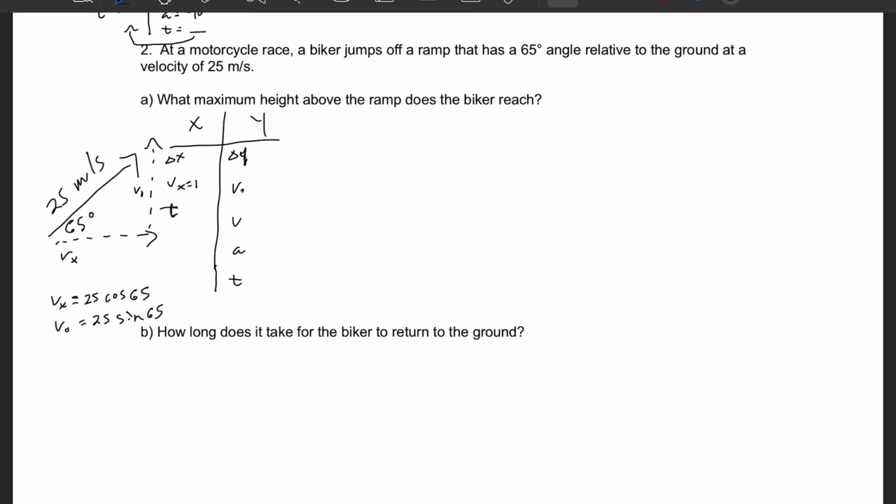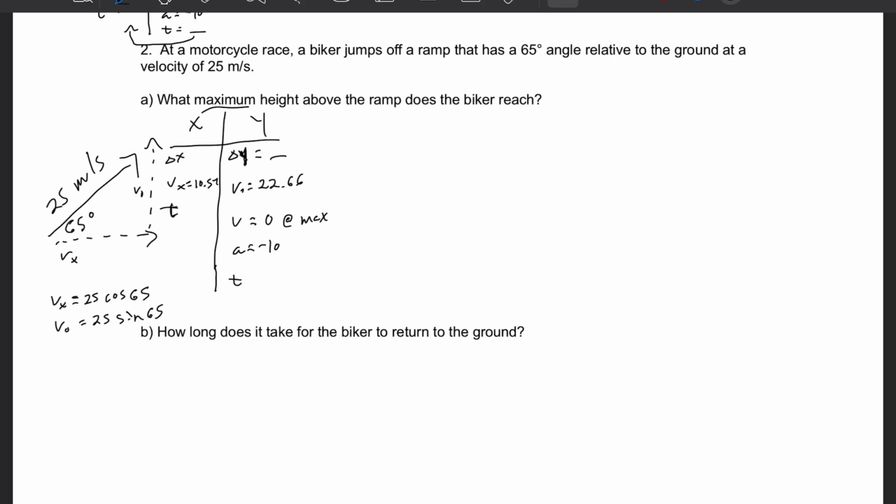Once we calculate Vx at 25 cosine 65, we can fill it in. It looks like 10.57. And then we can calculate V naught at 25 sine 65 and put that into our table. Looks like it's going to be 22.66. The initial direction is up, and we identified that as positive. Gravity is down, so the initial velocity being up is positive, and the acceleration from gravity is negative. Opposite directions. Now, the first question asks us, what maximum height above the ramp does the biker reach?